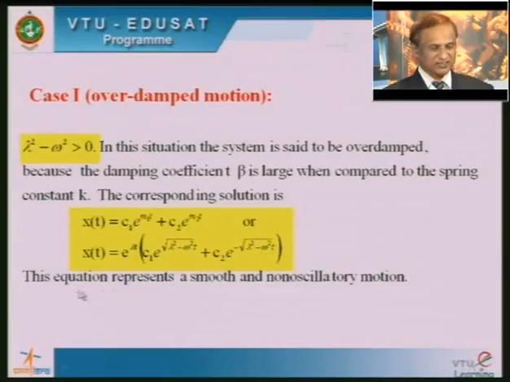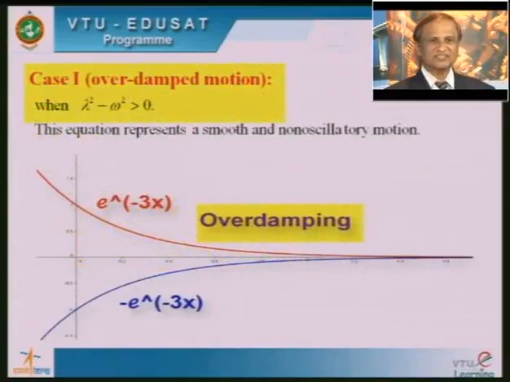So this equation represents a smooth and non-oscillatory motion. Is it clear? Here you will get a smooth curve but a non-oscillatory motion because of this factor, namely e to the power lambda into t. That should be noted down.